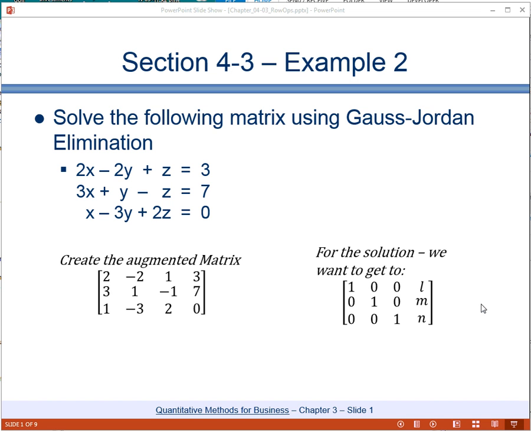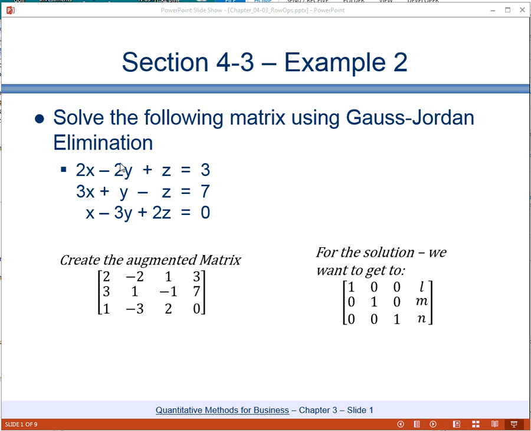Okay, here's our example. This is going to be showing how to do Gauss-Jordan elimination, or matrix row operations, by hand. This is section 4-3, example number 2. What we want to do is solve the following system of equations right here using Gauss-Jordan elimination on a matrix, which is just row operations on a matrix.